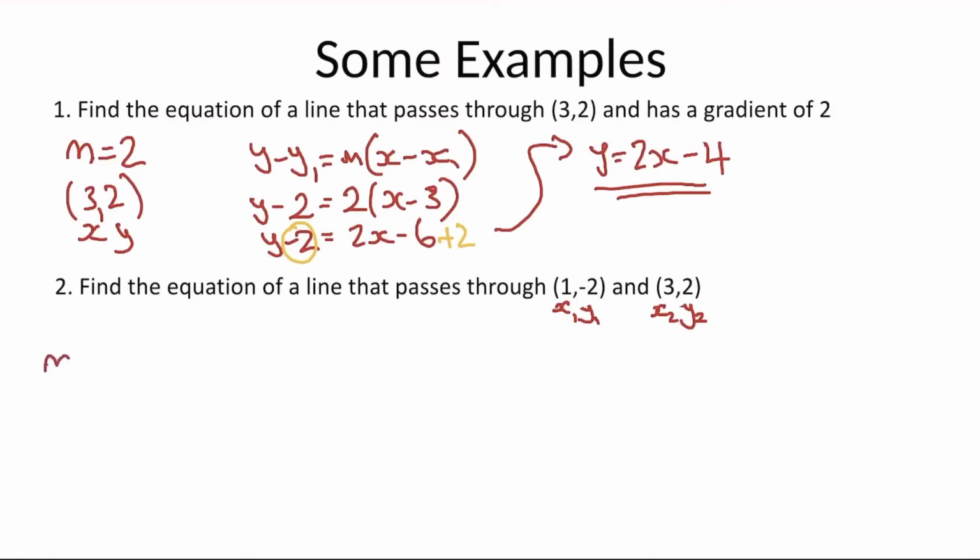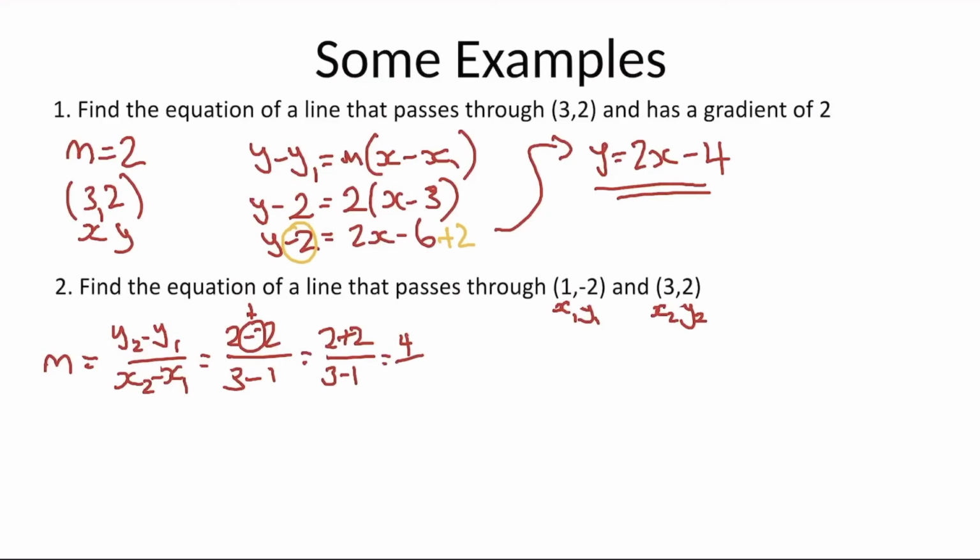So m equals y2 minus y1 over x2 minus x1, which is y2 is 2 minus y1, which is minus negative 2, over x2 is 3 minus x1, which is 1. So rewrite that negative negative, get rid of that, so it becomes 2 plus 2 on top, over 3 minus 1 on the bottom, which is 4 over 2, which equals 2. That's the gradient. Again, same as the first question.